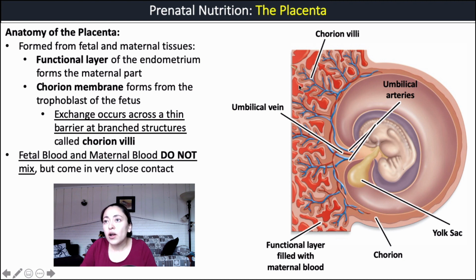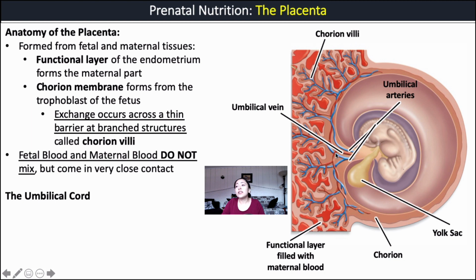And so what can happen then is nutrients can leave the mother's blood and enter the blood of the fetus. And waste can exit the blood of the fetus and enter the blood of the mother. An important thing to note here is that fetal blood and maternal blood do not mix at all, but they do come in very close contact. So there is a very small barrier between the fetal blood and the maternal blood, and this allows the diffusion of nutrients and waste to go back and forth, but prevents the blood from actually mixing.